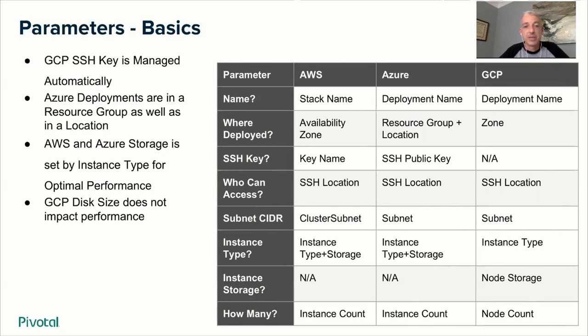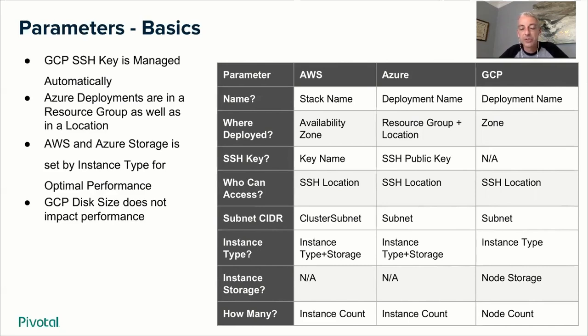So you want to ask for the name of the cluster, and you see the stack name. Amazon has a stack instead of a deployment name. And then there's availability zone for where you want it deployed, or resource group plus location in Azure, and a zone in GCP. SSH key is basically the key to get into the database through SSH. And who can access, which is the CIDR, the location of who can access. You can also change that after the fact, after your deployment. You can remove that, create a VPN connection to the cloud if you want, and use that instead.